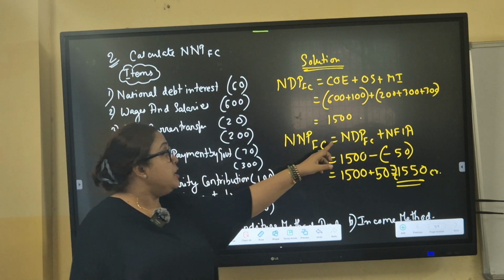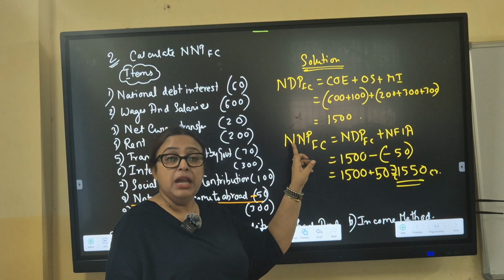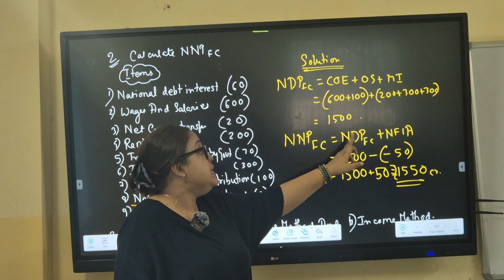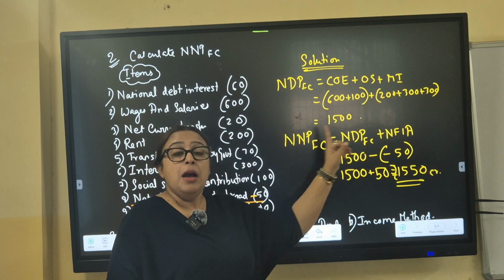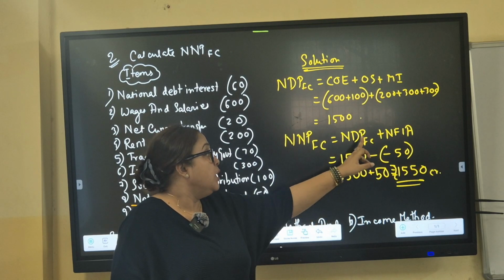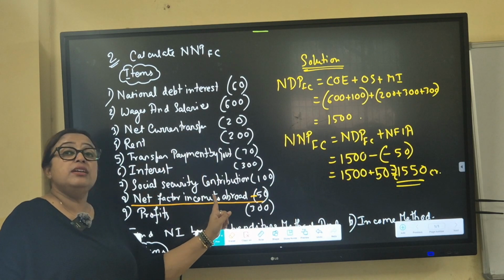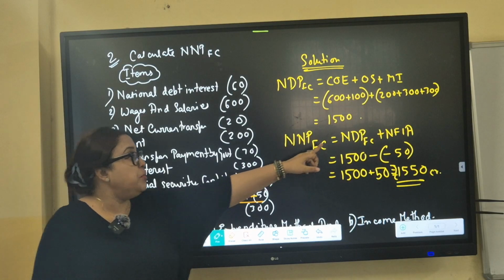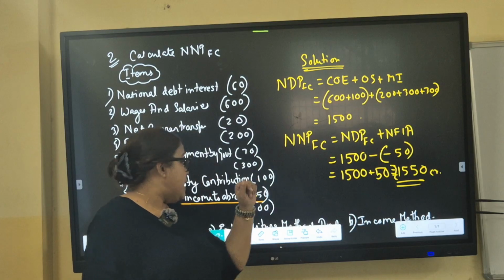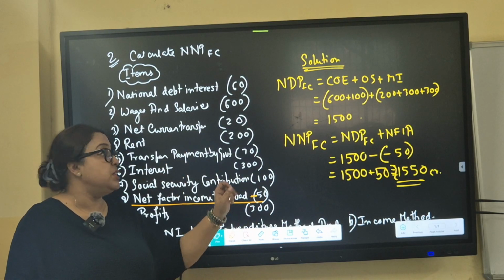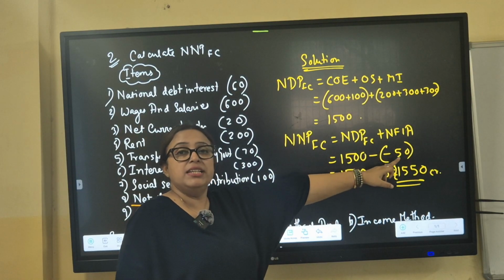But when we convert from domestic to national income, net factor income from abroad is added. That is NFIA. But in this particular sum, what is given is net factor income to abroad. So I'm not going to put the plus sign anymore. I'm going to write the minus sign here. And already the value is minus 50. So minus bracket minus 50.